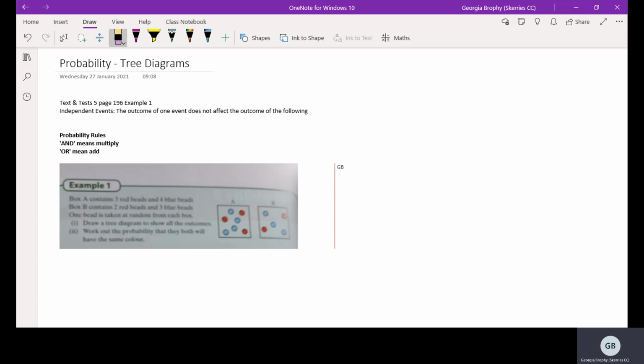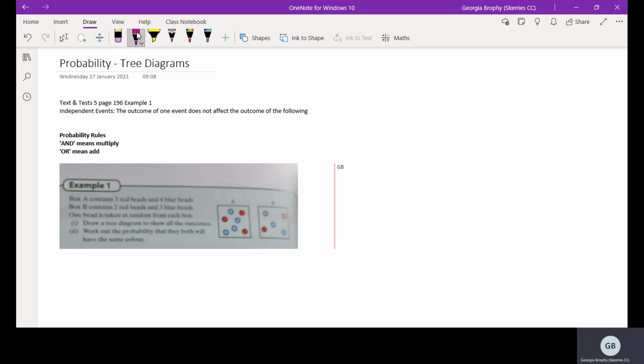Before we go into that, I just want to remind you of the probability rules. In probability rules, when you see or it's suggested that you use the word and, that means you multiply your probabilities. If you see the word or, that means you add your probabilities. Okay, this graphic isn't great, so I suggest you refer to your book.